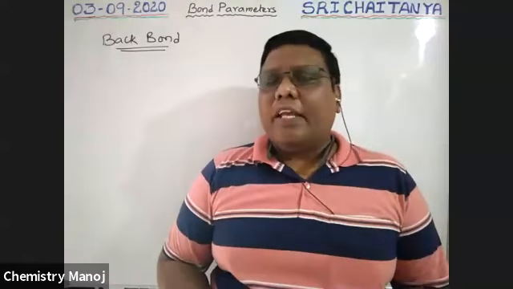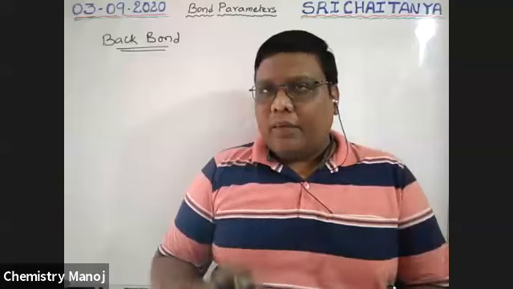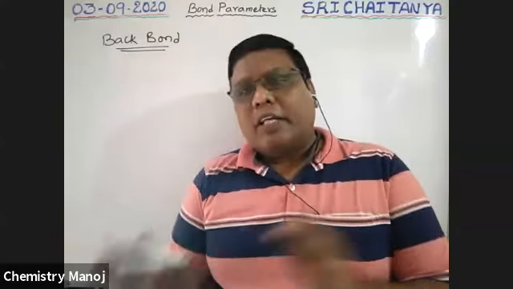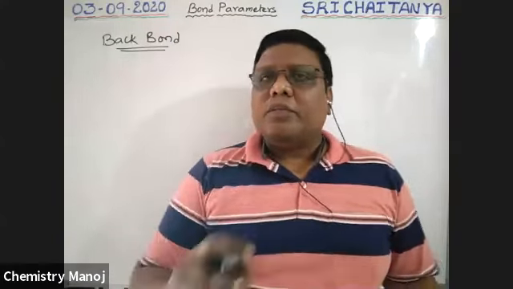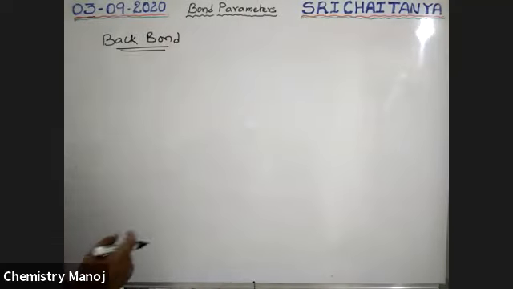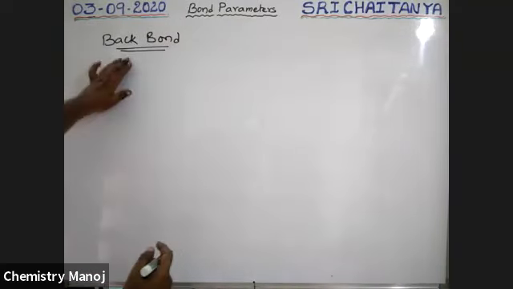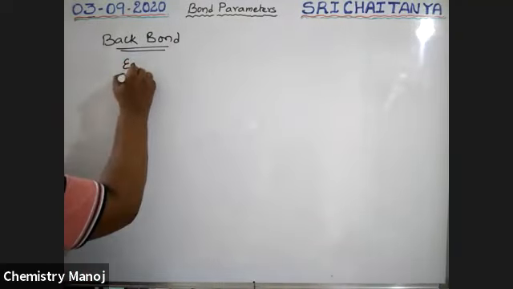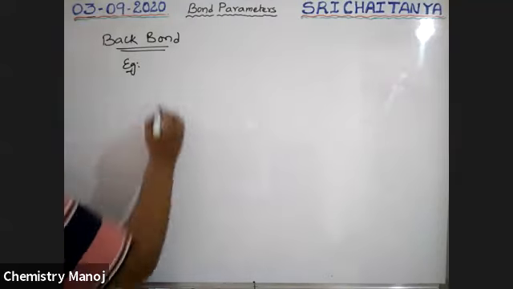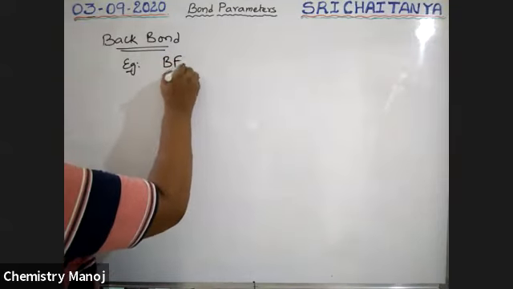First of all, I will explain with an example. After that, we'll define the concept. So see here, what is this back bond? Let us take an example: boron trifluoride, BF3.